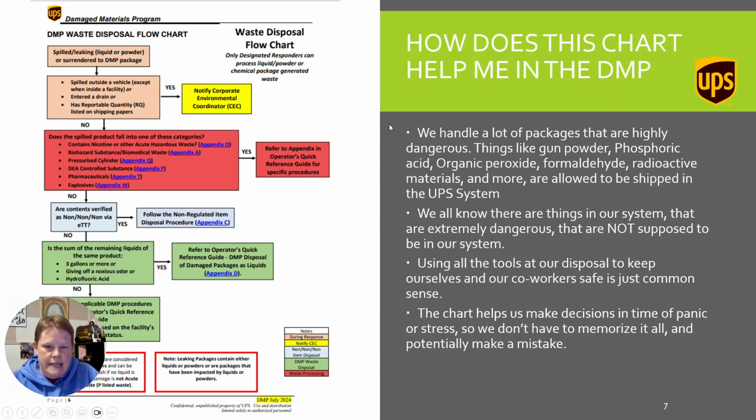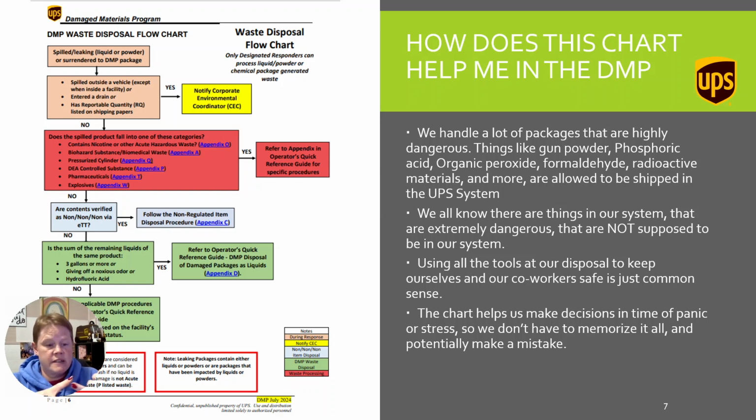So how does this help me through the DMP? Why do I have to use this silly thing? I know what I'm doing. Well, we handle a lot of packages, and they are highly dangerous. Things like phosphoric acid, formaldehyde, radioactive materials. These are all things that are allowed to be shipped in our system.